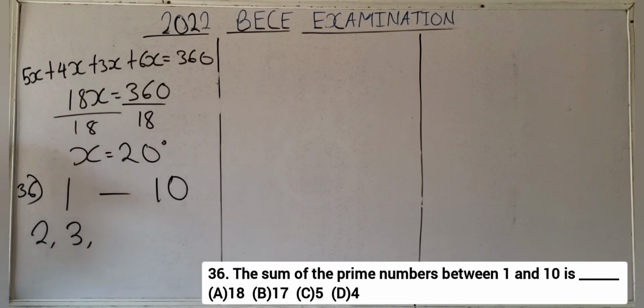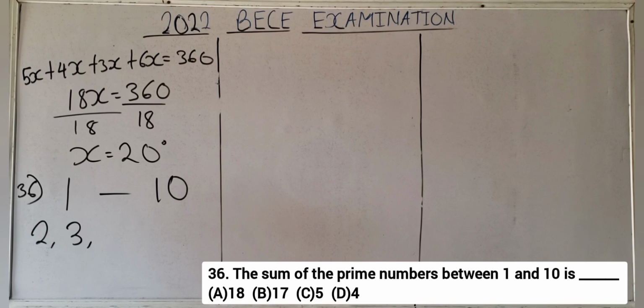Do we have 4? Yes. Let us check 4. 4 is divisible by 1, but 4 is also divisible by 2. If 4 is divisible by 2, 4 cannot be considered a prime number. The reason is because a prime number has 2 factors, which are 1 and itself. For 4 to be a prime number, it must not be divisible by any number other than 1 and itself, which is 4. So 4 cannot be considered a prime number.